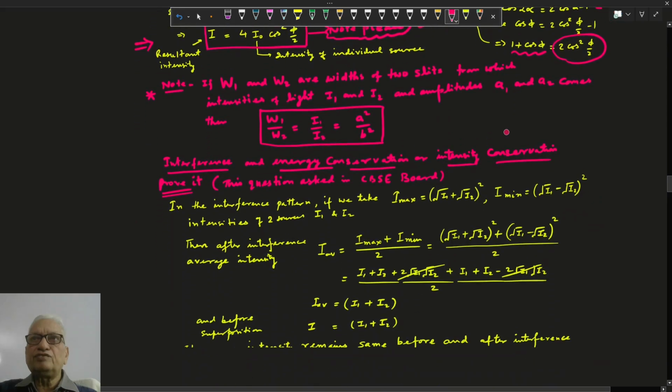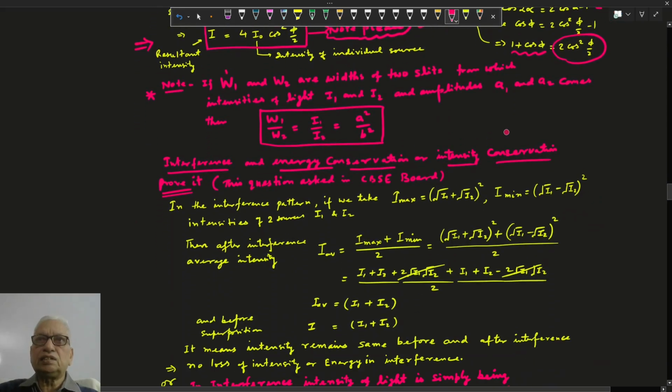Now if the width of the slits I say W1 and W2 are the width, then intensity I1 I2 amplitude A1 A2, then this is the relation. ज़्यादा width होगी उतनी ज़्यादा light जाएगी, उतनी ज़्यादा intensity होगी. So W1 by W2 is equal to I1 by I2 is equal to A1 square by A2 square.